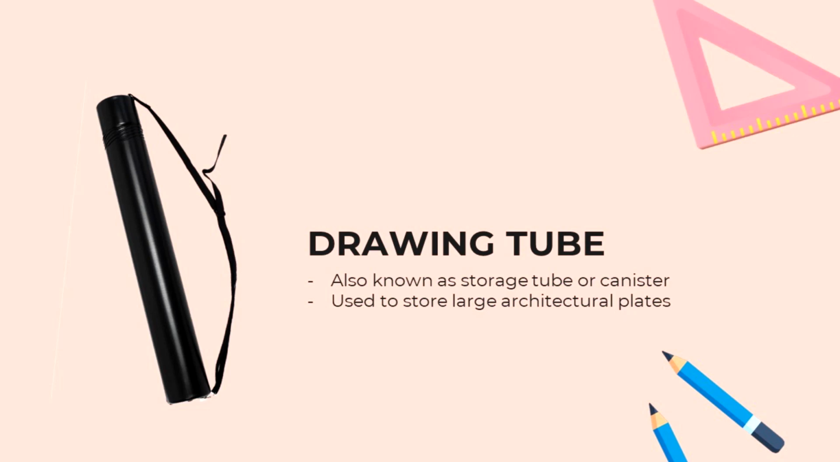First, we have your canister. Daming terms nito, canister, tube, whatever, but basically this is what it looks like, and this is where you put all your plates. So you roll it up and you just put it here and you put it over your shoulder, tapos yun, babanggain mo na lahat ng nasa jeep.